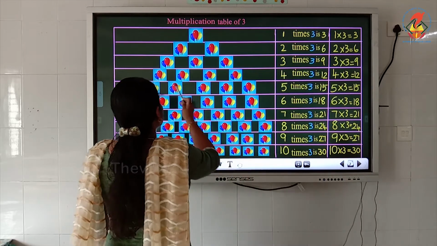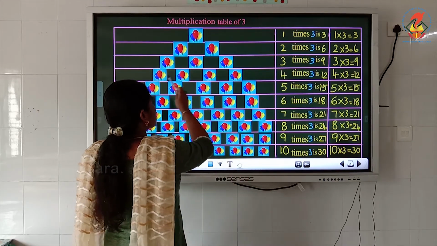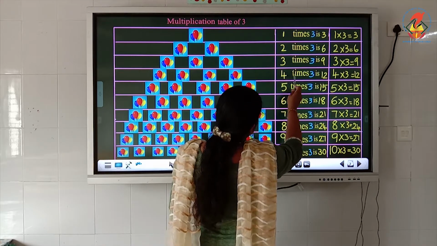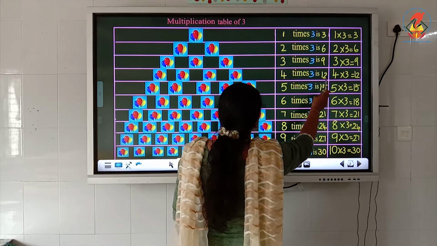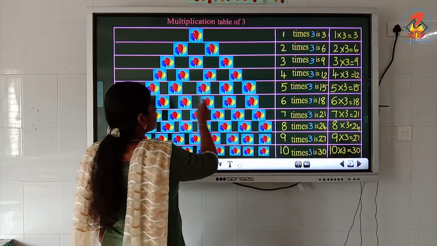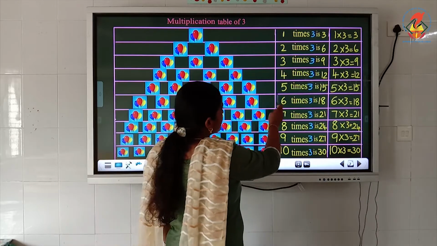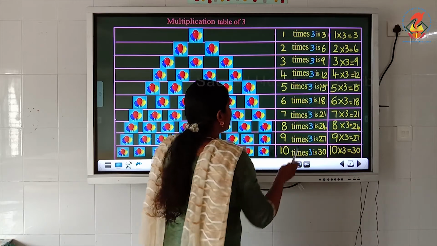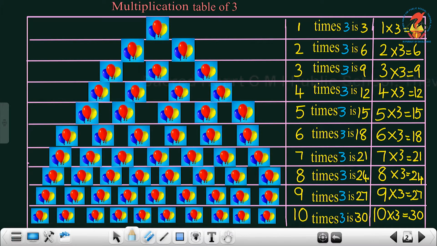Now in the next box, 4 groups of 3 balloons each. So we can write it as 4 times 3 is 12. Next one, 5 groups of 3 balloons each. So we can write it as 5 times 3 is 15. Next we can see 6 groups of 3 balloons each. So we can write it as 6 times 3 is 18.